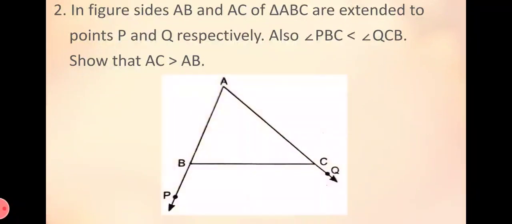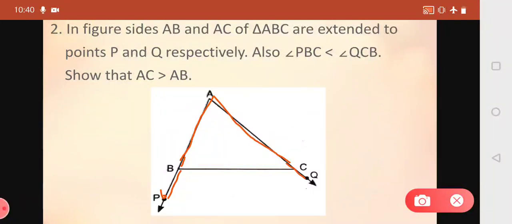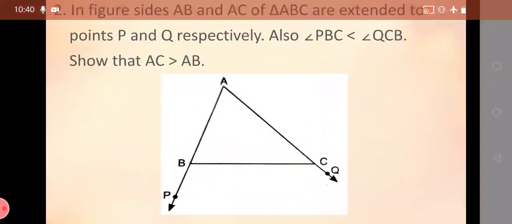Let's see the figure. Here you can see in the figure that side AB is extended to point P. Here point P is given. Similarly, side AC is extended to point Q. And it is also mentioned that angle PBC, this angle PBC is smaller than angle QCB, this angle. And we have to prove that side AC is greater than side AB. Now first we write the given.